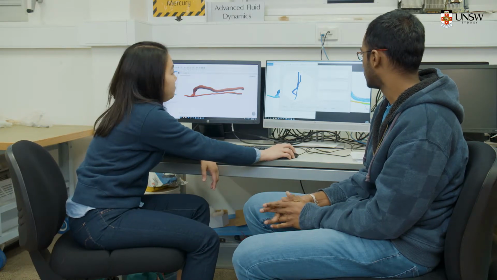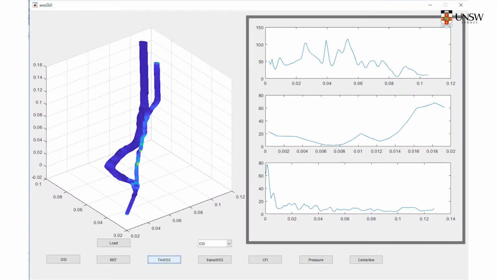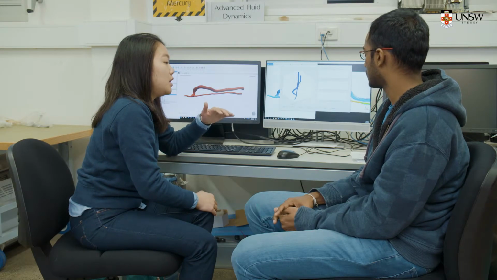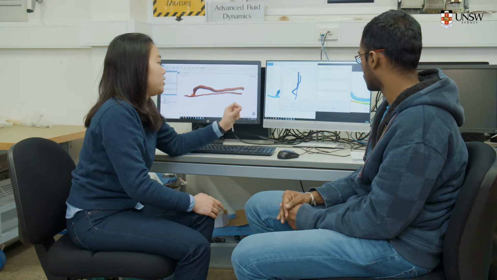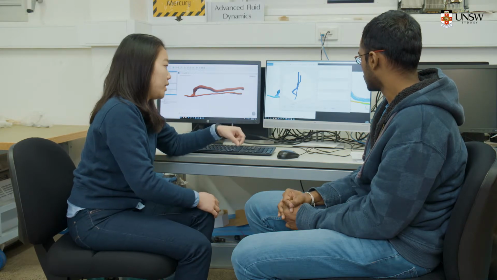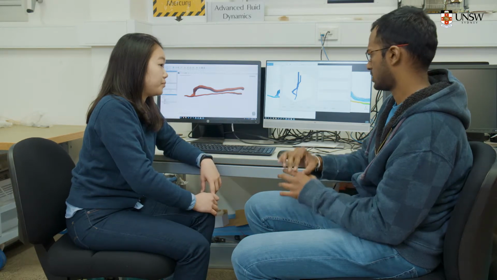Okay. And there's a graph as well. What does the graph show? So the graph gives us information, for example for this transverse wall shear stress, of how the transverse wall shear stress varies across the centerline from the anastomosis. The anastomosis is the connection of the artery and the vein. Okay. So essentially along the vessel? Yeah, along the vessel.